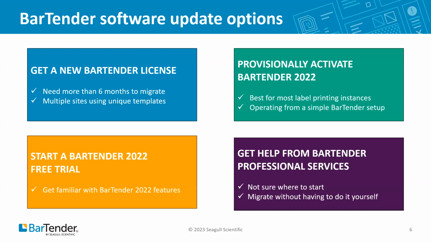And if you're not really sure still where you want to get started, or if you don't really want to have to worry about managing the whole update yourself, you can definitely get in touch with our BarTender professional services team. But since we believe that provisional activation may be the best option for you all, I'm going to pass the baton over to Stephen, who will walk us through how to get started with provisional activation.